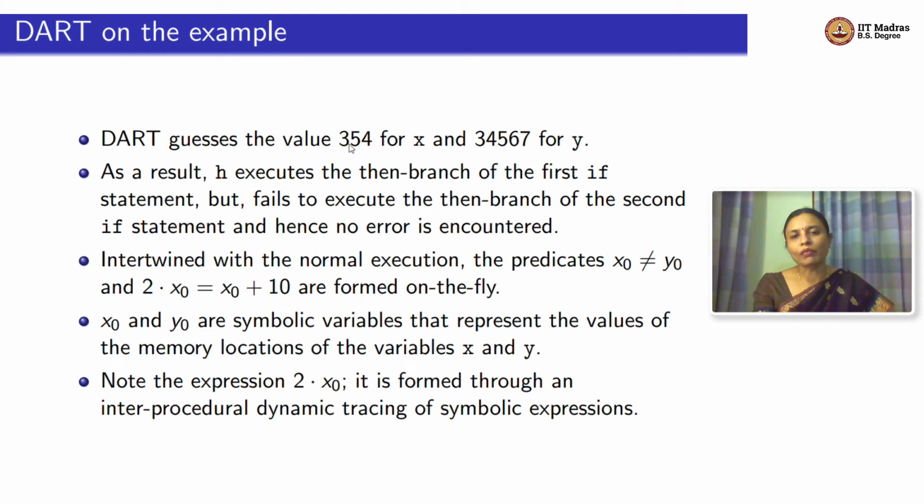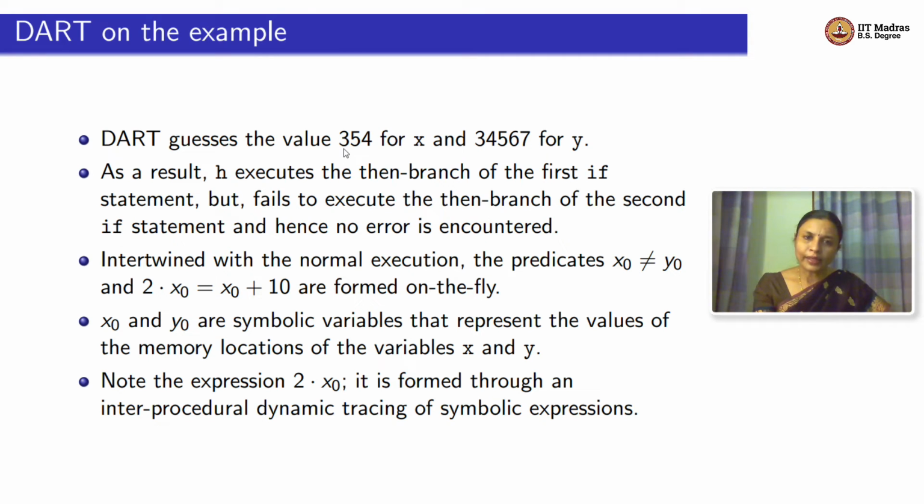Dart starts with a random value. Last time we saw one set. Let's say we take another set. What's the probability that this random set of values, 354 for X, 34,567 for Y, will hit the error statement? So it first passes the first if, but fails to execute the second if, so the error is not encountered.